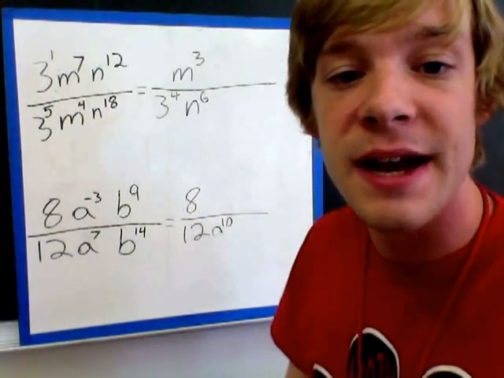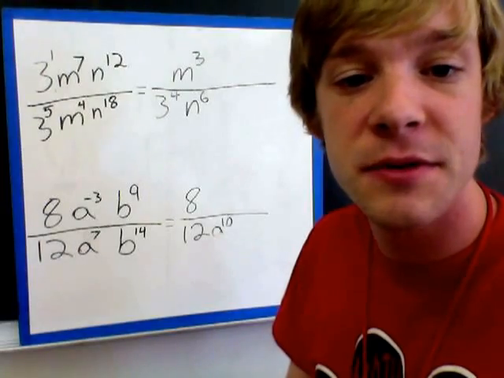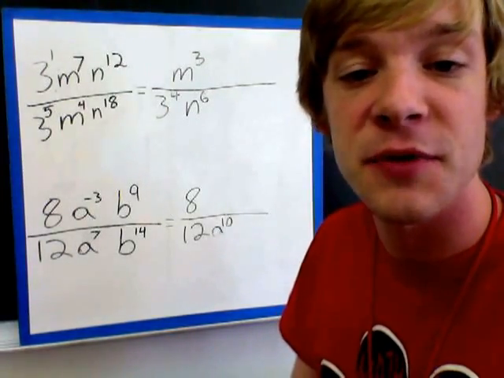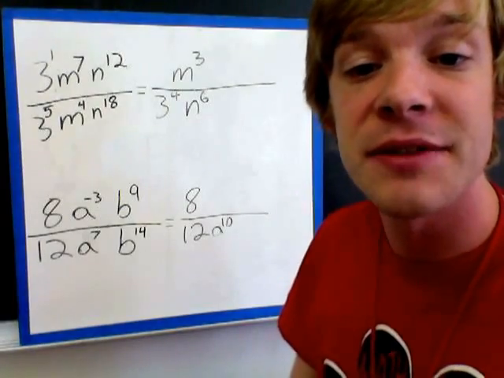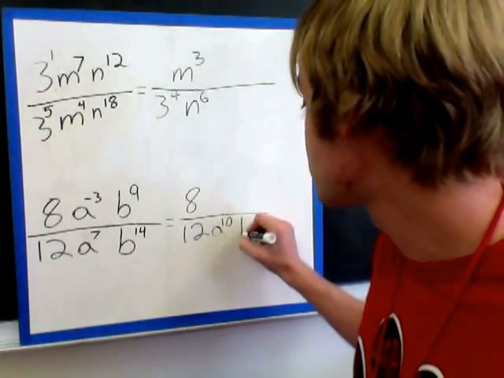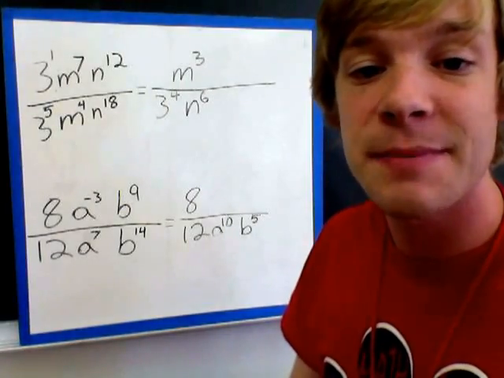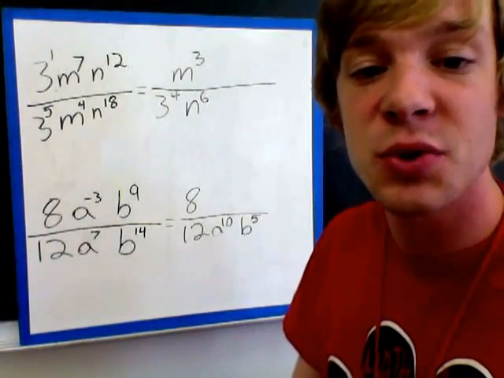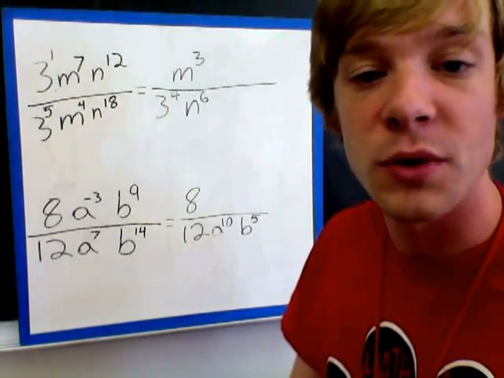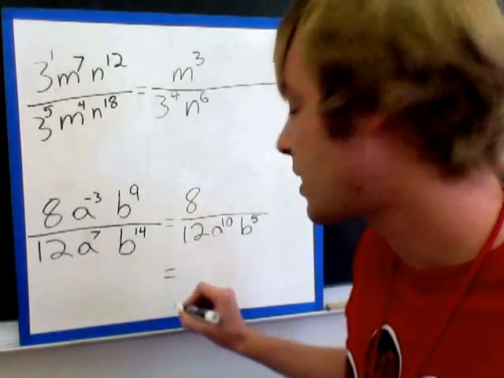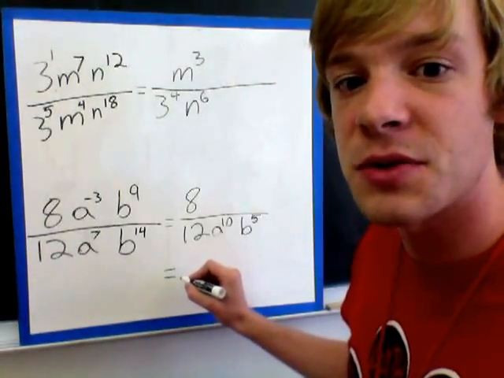With the b's, I have b to the 9th and b to the 14th, so I'm going to subtract 14 minus 9, that gives me 5, so I'm going to have b to the 5th in the denominator. Our last step is to simply divide both 8 and 12 by 4, which will simplify our fraction. And when I do that, I'm going to get 2 over 3.